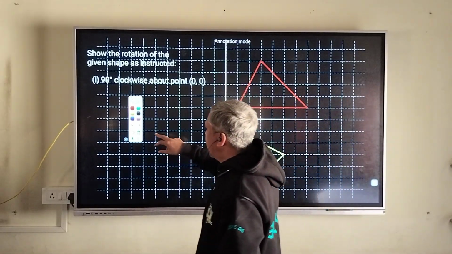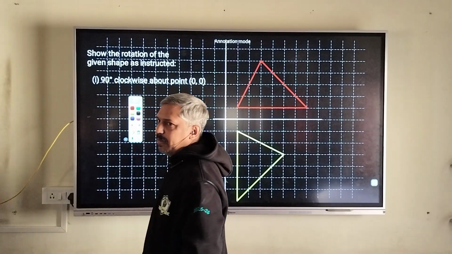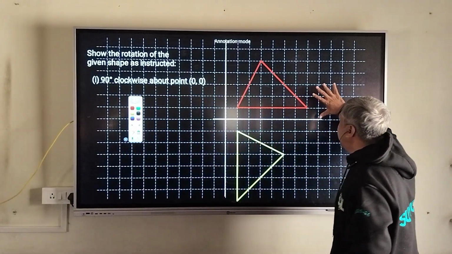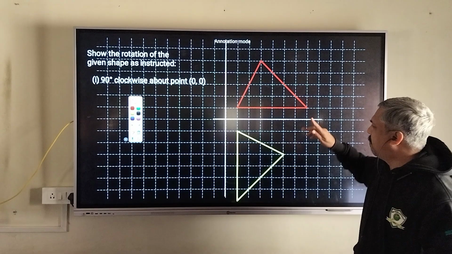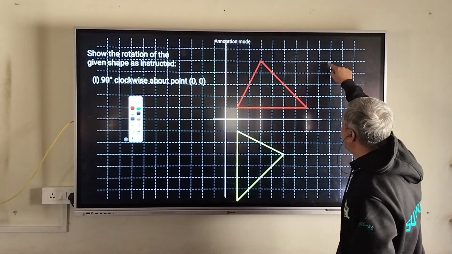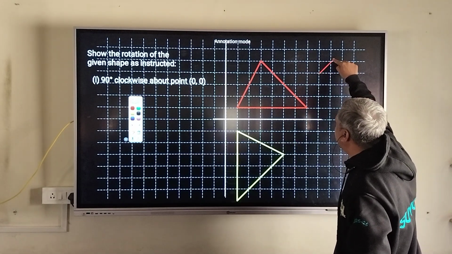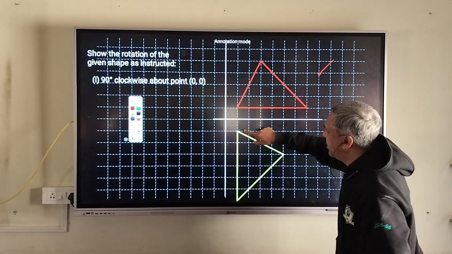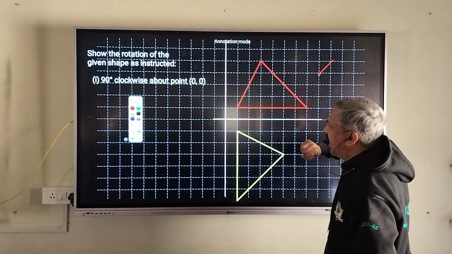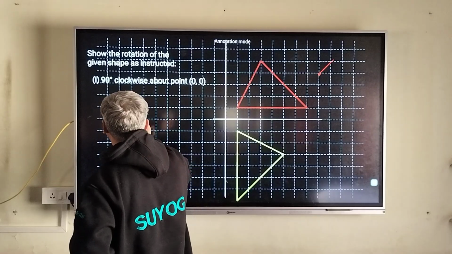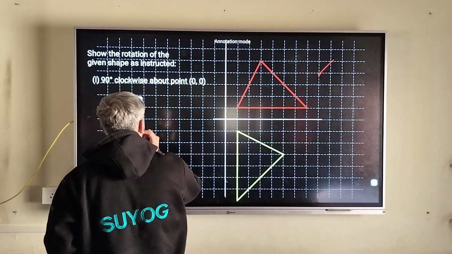Now first find out how much rotation is expected. 90 degrees. Take the protractor and mark 90 degrees here. Whatever the line is, this is the reference point here, O (0, 0). And I'll take this now. Where is this? Okay, I'll take blue. No, I'll take yellow.